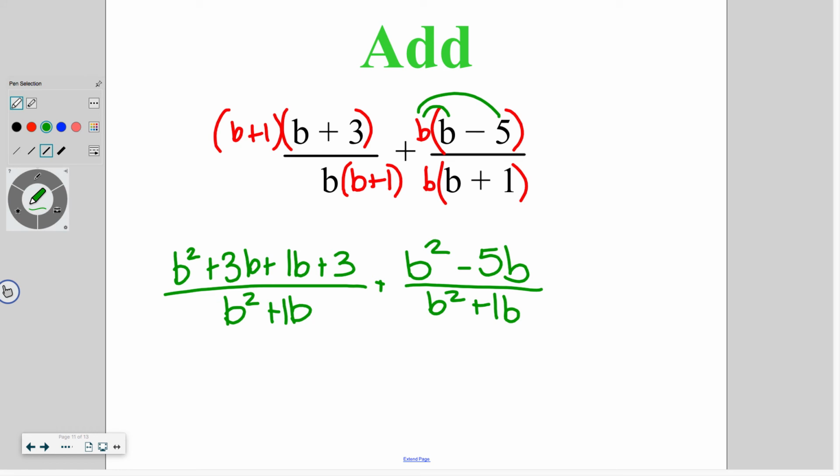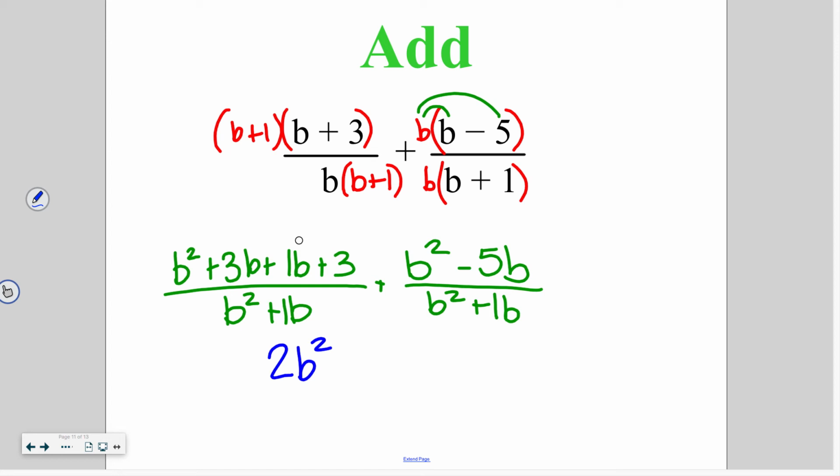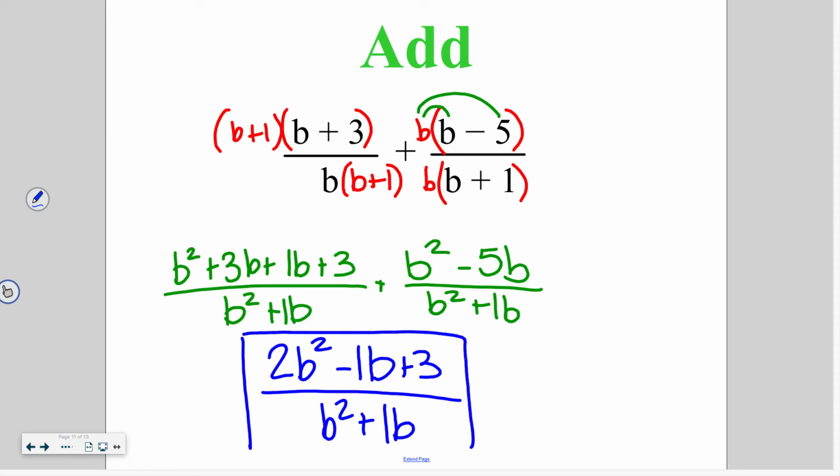Now that we've got our common denominator, I can go ahead and add the numerators. So I've got b squared plus b squared, which gives me 2b squared. 3b plus 1b is 4b, minus 5b is negative 1b, and then plus 3 over b squared plus 1b. And that is all the farther we can take it.